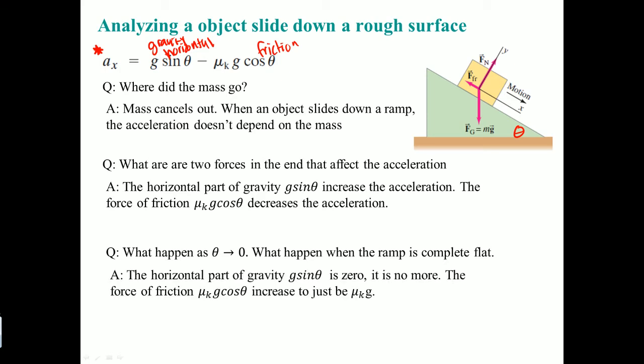Well, if it's flat, there's no more horizontal part of gravity. So the g sine theta becomes 0, because sine of 0 degrees is equal to 0. Okay? So it becomes nothing because it's completely flat. For the friction force, cosine of 0 becomes 1, so it just becomes mu g. Okay? This makes sense because now it's just the horizontal part of friction.